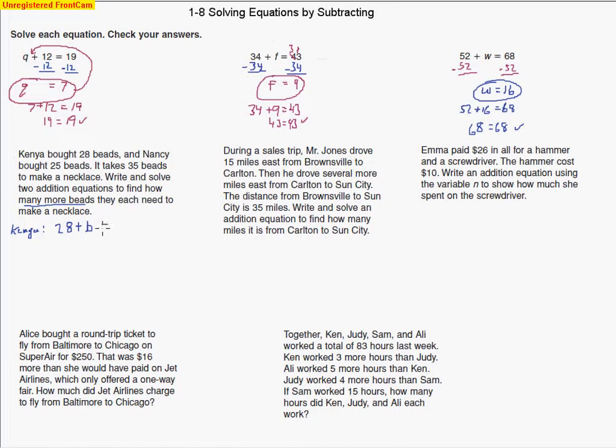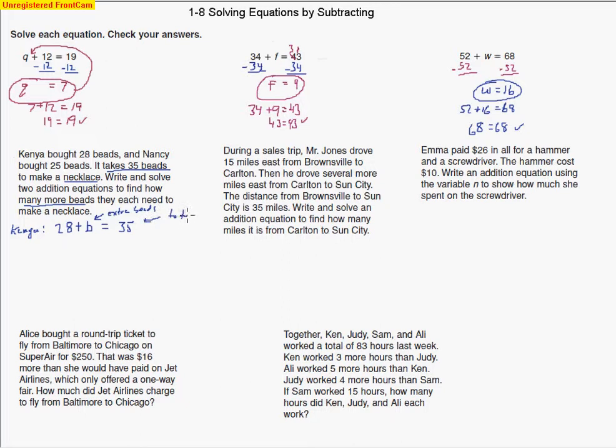And then this equals the total number that she needs. So this is the extra she needs, extra beads. And then we also have the total that she needs is 35. That's what it says. It takes 35 beads to make a necklace. So this is the total needed.